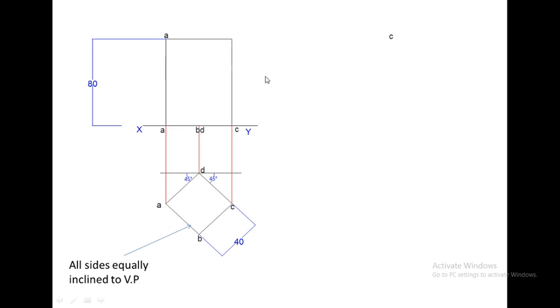Now we will draw the remaining vertical edges one by one. So vertical edge BB, vertical edge DD and vertical edge CC. So basically we have drawn the top view and the front view of a vertical square prism of height 80 mm, and these vertical lines represent the vertical edges of the square prism.